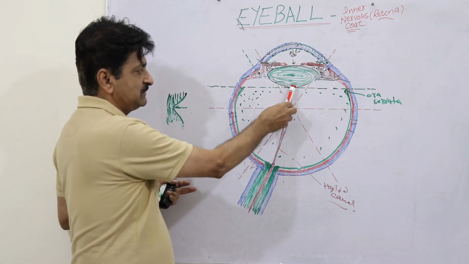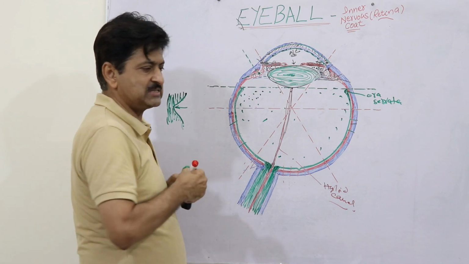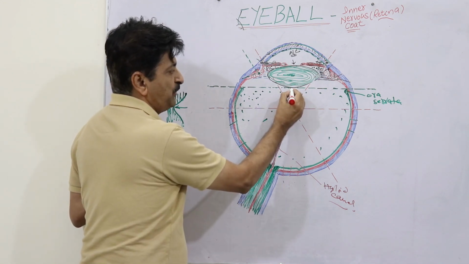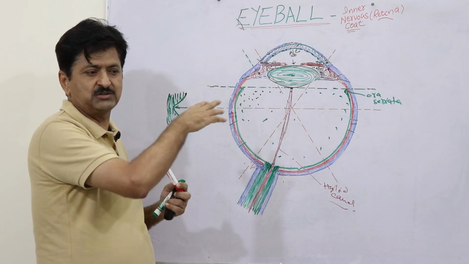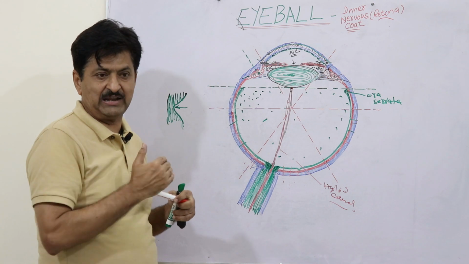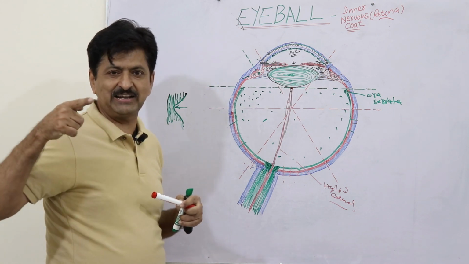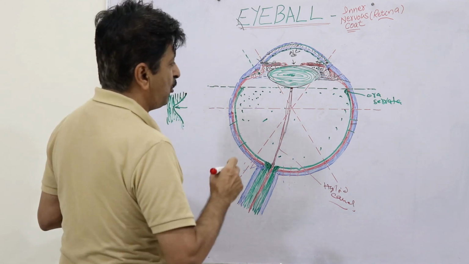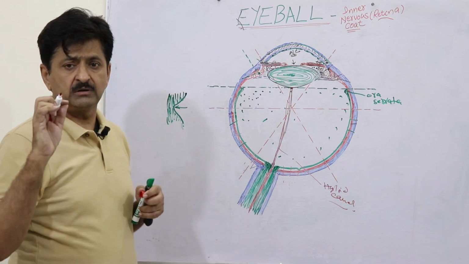On this posterior side of the lens, where it is attached, there is a small circular opacity. That does not affect the transparency of the lens. The small circular opacity present here on the posterior lens capsule represents just the anterior attachment of the hyaloid canal. That is called the Mittendorf point, or you can say the Mittendorf dot.